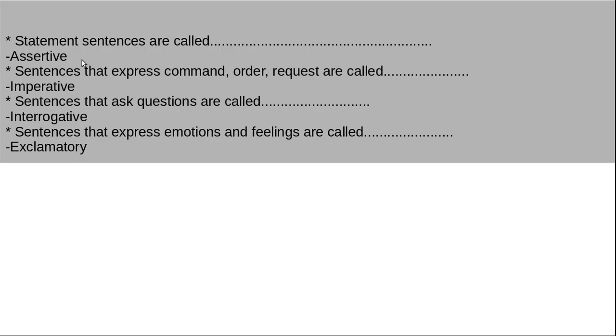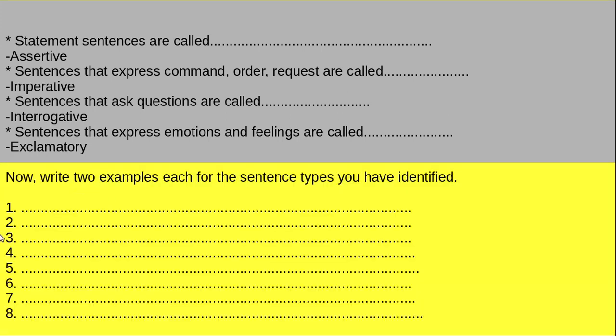Now you have to know that statement sentences are called assertive sentences. Sentences that express command, order, request are called imperative. Sentences that ask a question are called interrogative. Sentences that express emotional feeling are called exclamatory. We have discussed these things in detail in that video. Totally there are 4 types of sentences: assertive, imperative, interrogative and exclamatory. What you have to do is write 2 sentences for each of these categories. You can do it simply. You have to do it yourself, right?